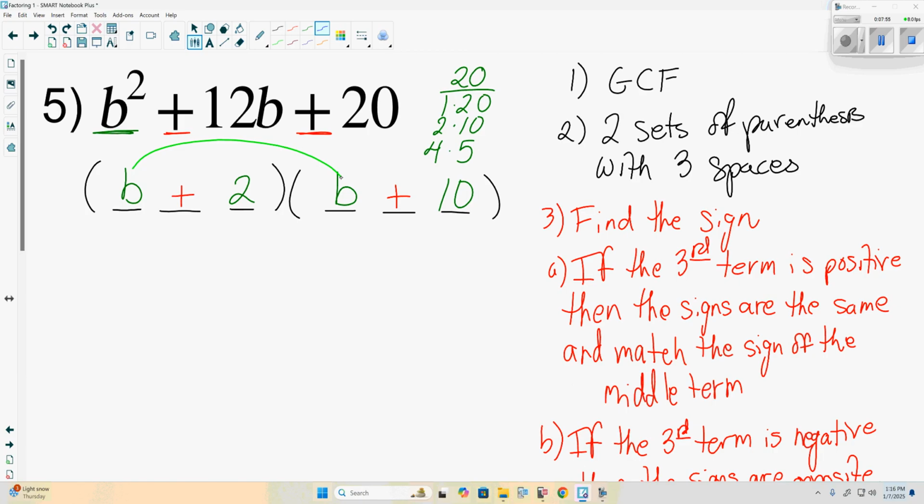One of those is b times b, because b times b is b squared. Well, where did we get b and b from? The factors of b squared. So it's going to get us back to b squared. The only way it won't is if we got the wrong factors of the first term.